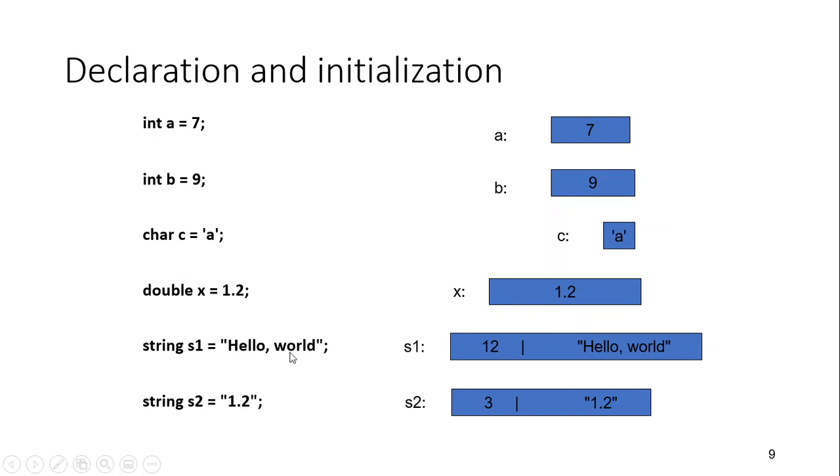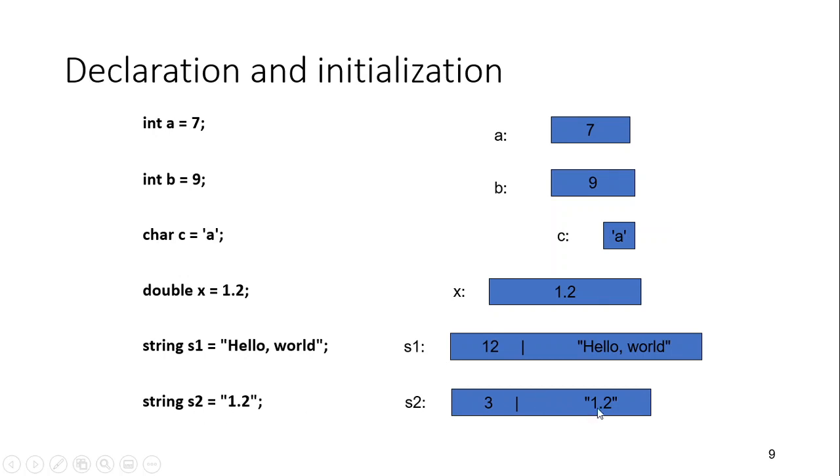This is a string. It has 12 characters. This is the length of the string. So the string data type has this property length. You can find out the length of a string by accessing its length property. This is another string. Although it stores numeric characters, it is considered numeric, but this is nevertheless a string.